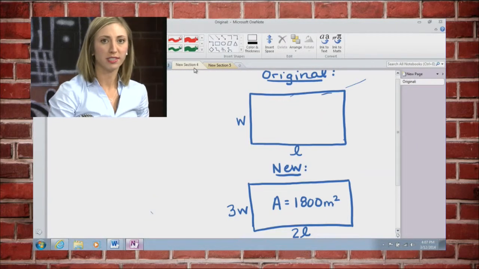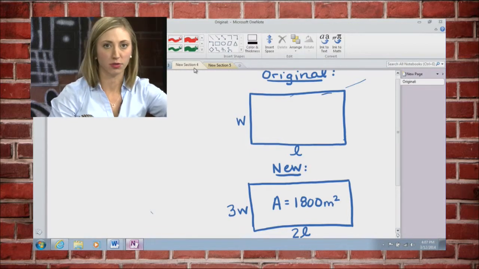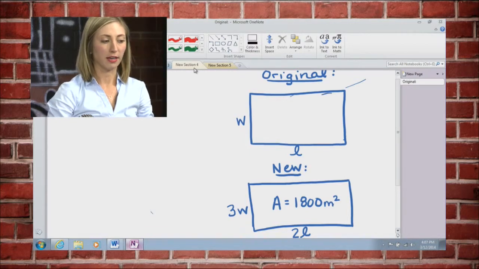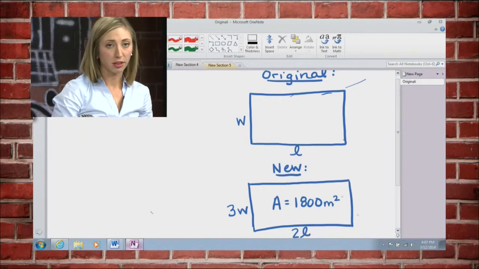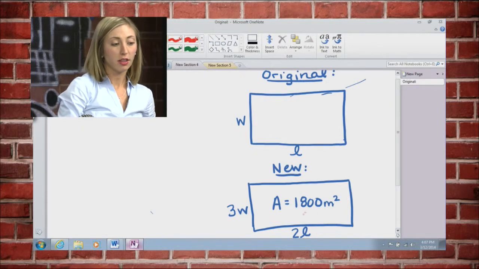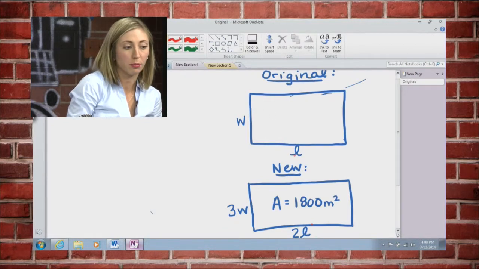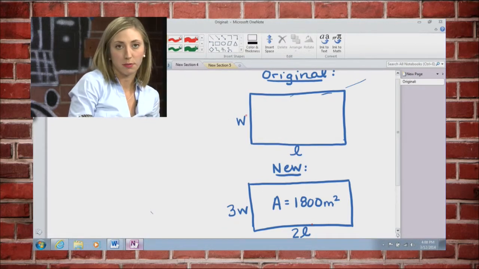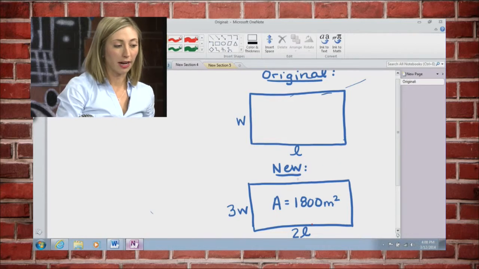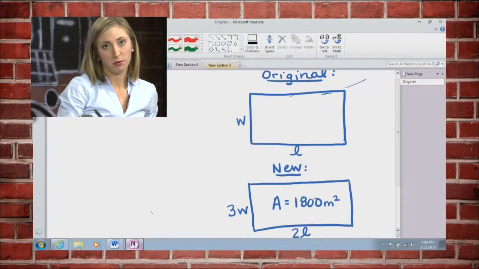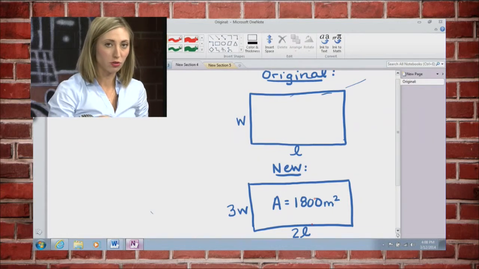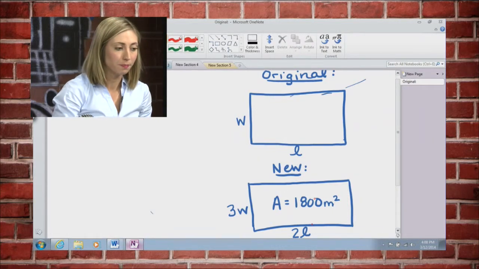The word problem said that there was an original rectangle, and then a new rectangle whose length was 2 times the size of the original. So I drew 2 rectangles. One is my original, and I labeled my length L and my width W. And the new rectangle, instead of labeling my length L, I named it 2L, because the new rectangle is 2 times the size of the old rectangle.